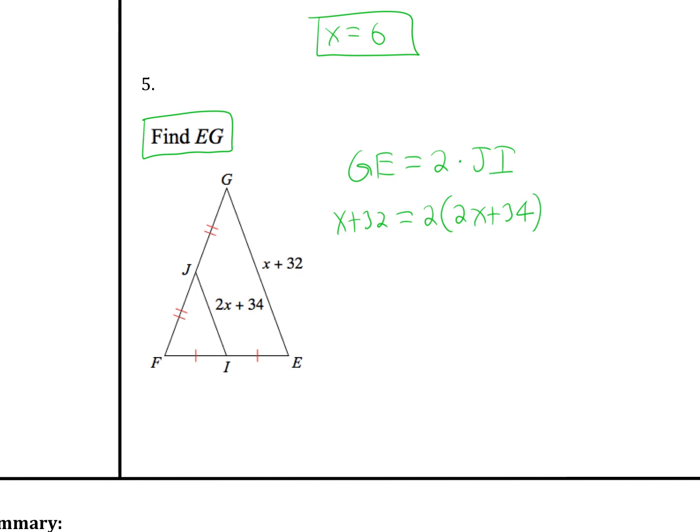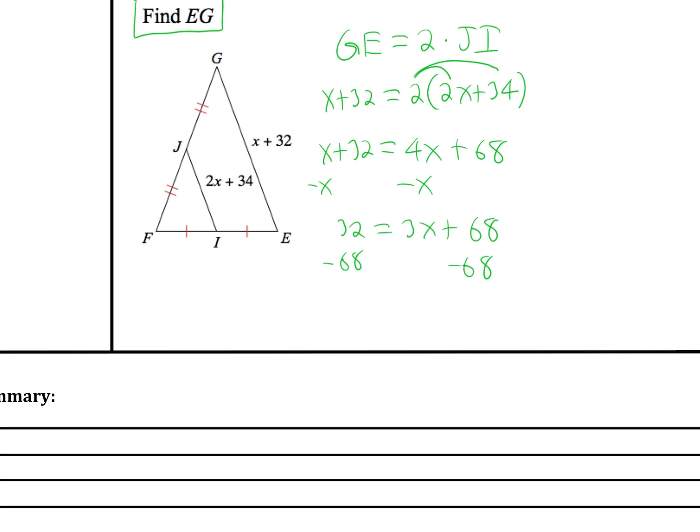Anything to distribute? Yep, 2 to both of these. So x plus 32. What's 2 times 2x? 4x. 2 times 34 is 68. Now we need to solve for x. What do you want to do? Subtract x from both sides. You could also subtract 4x, but I think this is a little bit easier. And 4x minus x is 3x plus 68. Now what? I'd probably subtract 68 from both sides to get x by itself.